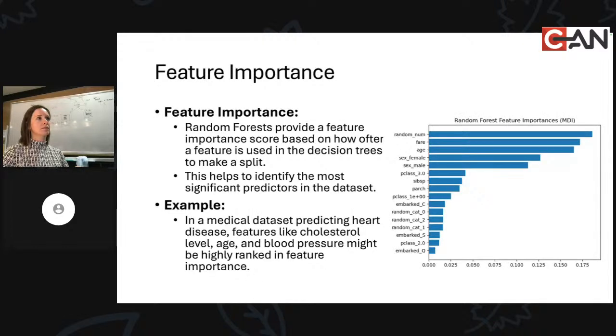Okay. Here's a picture of feature importance on the right here, by the way. When you get output from your model, this is what it might look like. It will be an order of your features. So these are some features an individual put into a model. And the most important feature is this random number at the top, followed by fare and age. So this is what that type of visualization might look like.